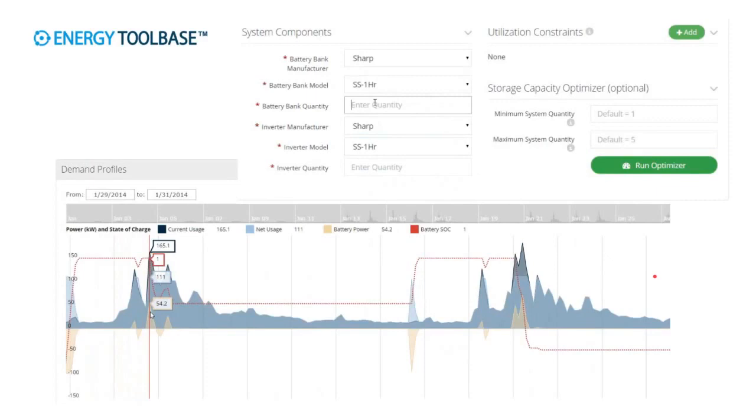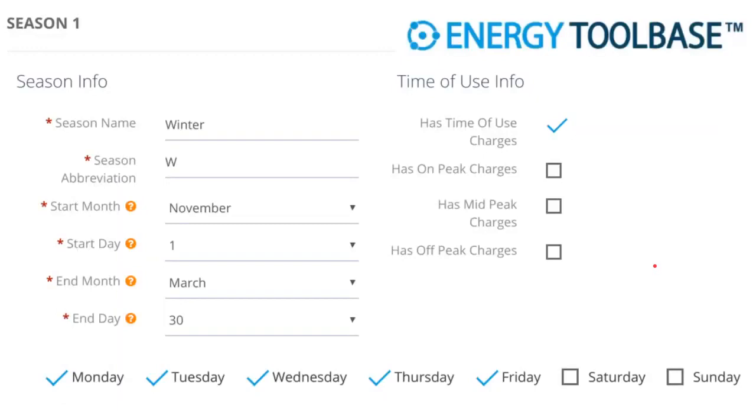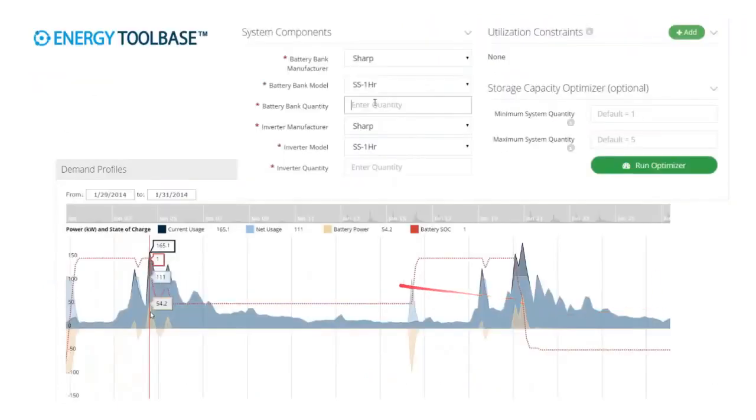Batteries are interesting. Batteries mean that we don't need to generate all of our electricity. We don't need to store all of our electricity. Maybe we can do exactly what is just right to optimize it to our rate structure for the greatest return on our investment. And so, Energy Toolbase will model the state of charge.